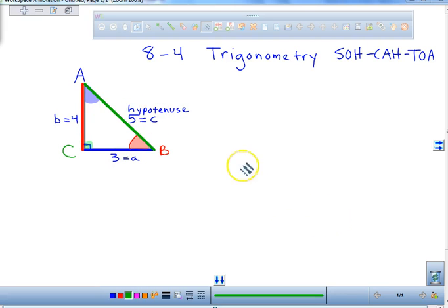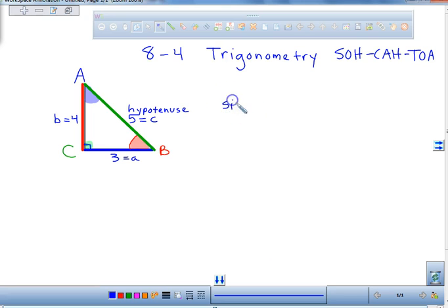Okay? Now, one of the things you'll notice is all of the angles are capital letters. Capital A, capital B, capital C. Those all represent the measures of the angles. All the lowercase letters, lowercase a, lowercase b, lowercase c, they represent the lengths of the sides. You should always know where your hypotenuse is on your triangle. Okay? So here are the 3 basic trig ratios.